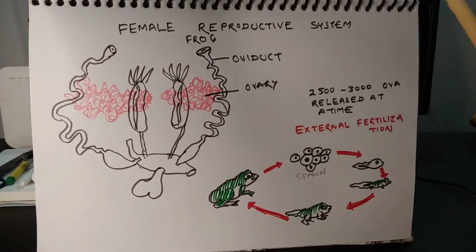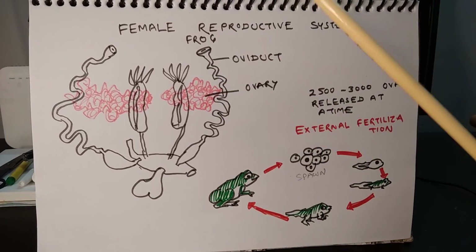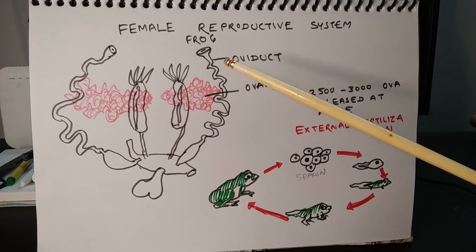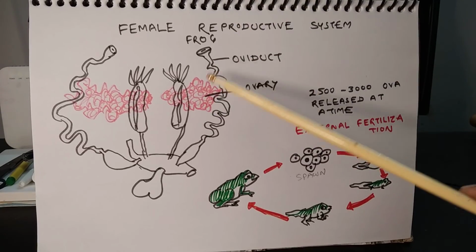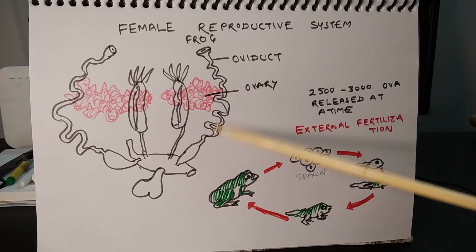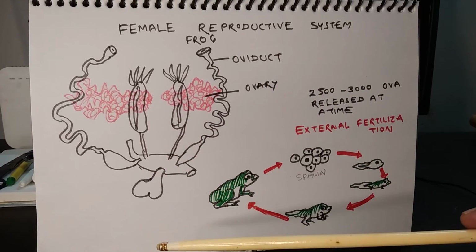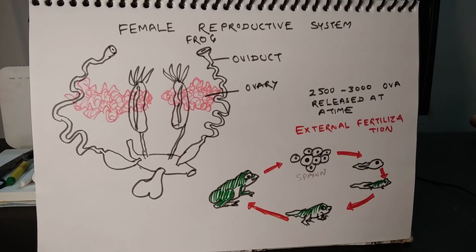This diagram shows the female reproductive system of frog. Unlike the male reproductive system, there is no connection between urinary system and reproductive system in case of female frogs. There is a pair of ovaries, then there is a pair of oviducts, and these are not connected at all to the urinary system in case of females. That is the difference. Now let us see how does the reproduction take place.